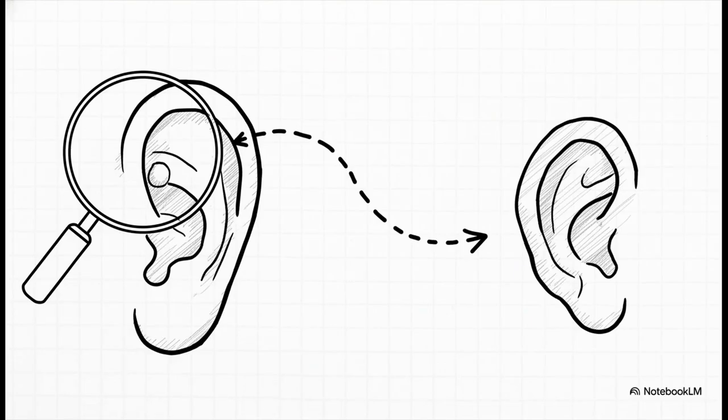And you know what's really cool about the helix is this common little variation. If you feel along the top edge of your ear, you might find a small bump. That's called Darwin's tubercle. It's completely harmless, but it's a fascinating direct link to our primate ancestry, a remnant of when our ancestors had pointed ears.